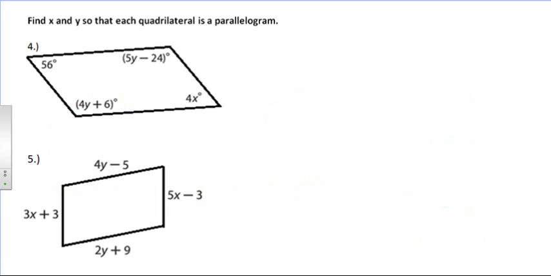Moving on, let's try some other examples. Example numbers 4 and 5, we're trying to figure out what x and y are so that each quadrilateral is a parallelogram. Well, in problem number 4, I notice I have some angles. If I can show that the opposite angles are congruent to each other, that's a way to show that something's a parallelogram. So for this to be a parallelogram, that 4x has to equal the 56.